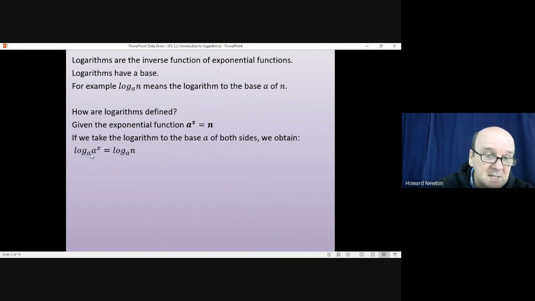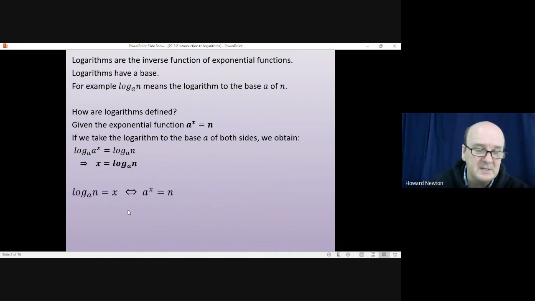So these two things cancel, and all we have here is x equals log to the base a of n. So that's where we started from. That's where we finished. Just combining those two things together gives us the relationship between exponentials and logarithms. And it works both ways round. So if a to the x is equal to n in exponential form, in logarithmic form, saying exactly the same thing is log to the base a of n is equal to x, or working the other way round.